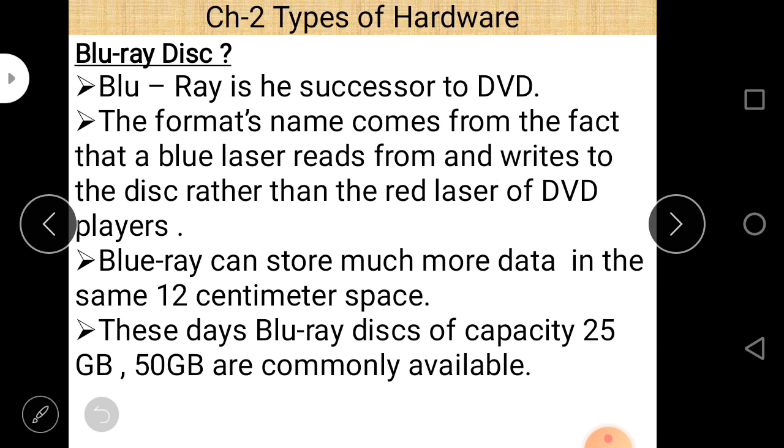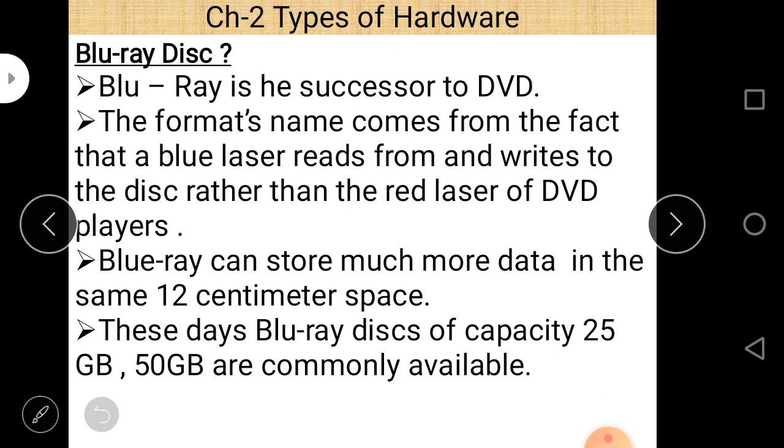So first of all, a Blu-ray disc is similar to a DVD as far as the size is concerned, but regarding the data read mechanism, a blue laser is used in Blu-ray, but in DVD a red laser is used. That's why it is called the Blu-ray disc. They are popular in comparison to DVD because they have high storage capability as compared to DVD. Or we can say that Blu-ray discs are the successor to DVD.